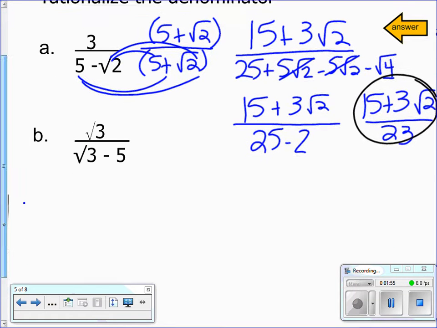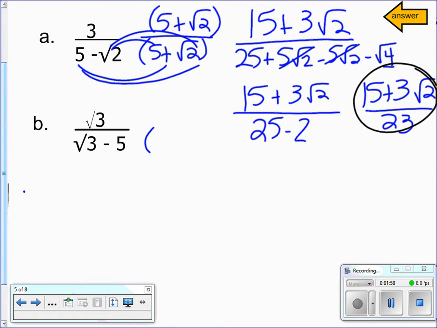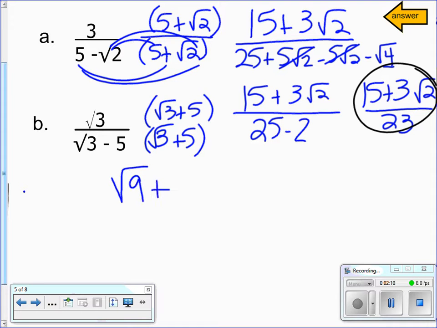In the second one, my conjugate is 3 square root of 3 plus 5. Then I do that on both of them. Square root of 3 plus 5. That gets me the square root of 9 plus 5 square root 3.